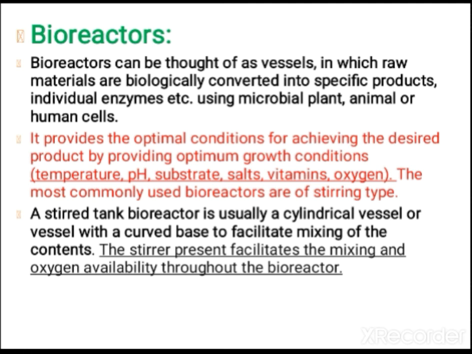Very commonly used bioreactors are the stirred type. Why do we use a stirred tank? Because all the nutrients, temperature, pH, and oxygen supply should be in the proper amount. It has to be mixed properly. The stirred tank bioreactor facilitates mixing of the contents. The stirrer facilitates mixing and oxygen availability throughout the bioreactor to maintain uniformity.